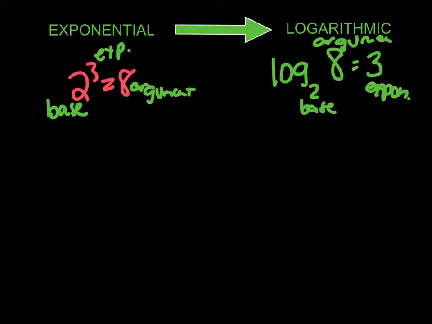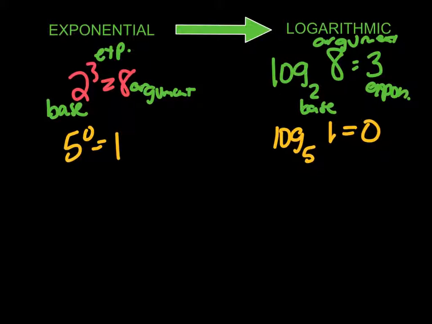Okay, so as long as you have this on the left, kind of think of it as left, right, middle. So left, right, middle. 2 cubed equals 8. Left, right, middle. So when you're rearranging them, 5 to the 0 power equals 1. That's log base 5 of 1 equals 0. A logarithm is basically an exponent. You're trying to find a way to solve for your exponent.